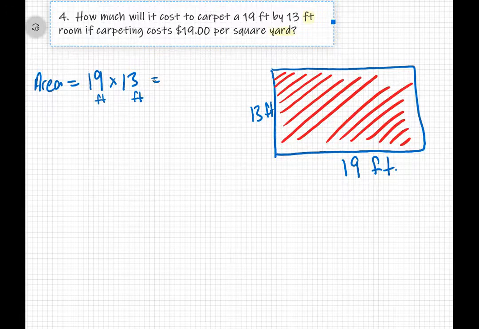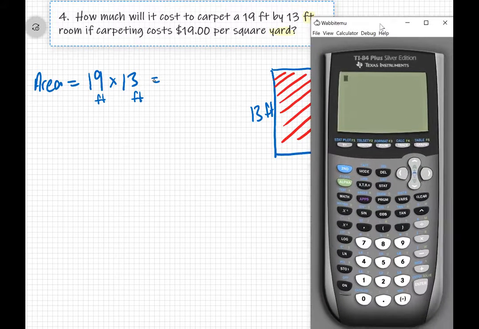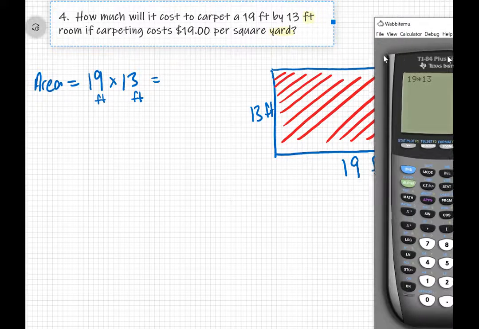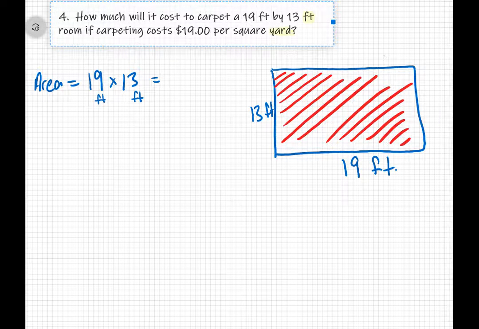Okay, let's bring over our graphing calculator. Let's see, 19 times 13. Okay, so the area is 247. And that's square feet. All right, so that's the area. Now, we're not buying individual square feet, we're buying square yards. So the question is, how many square feet are there in a square yard?